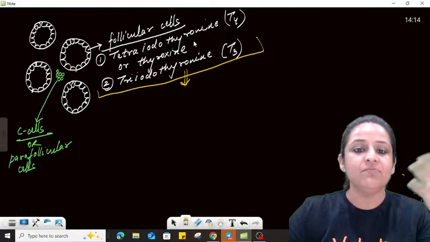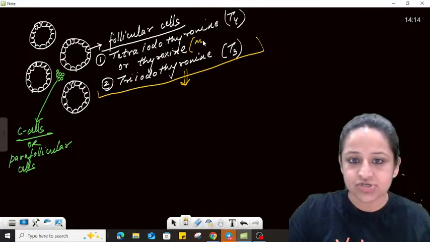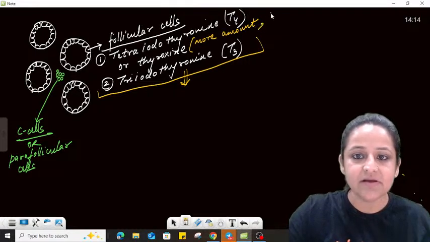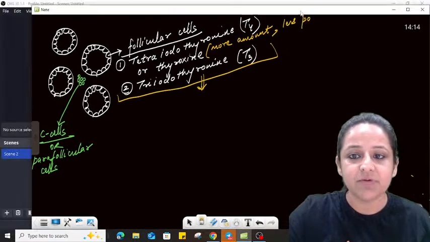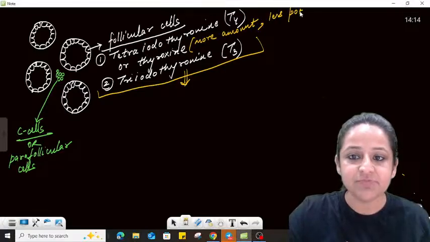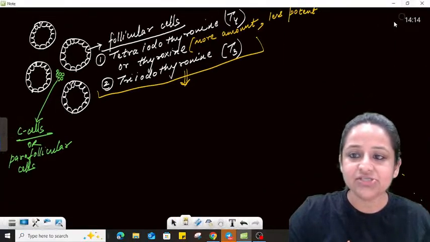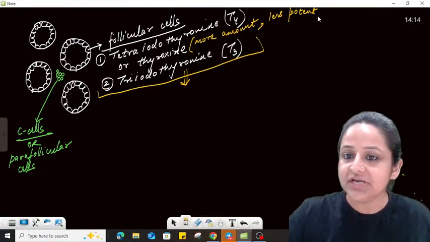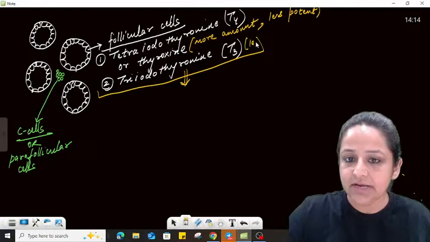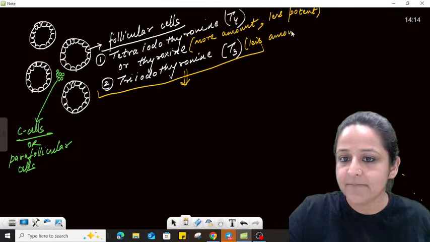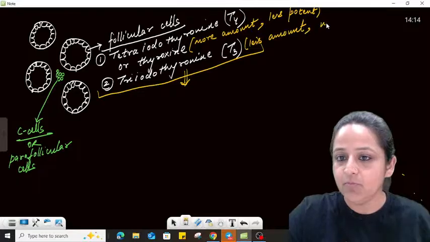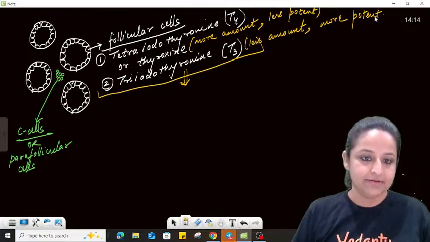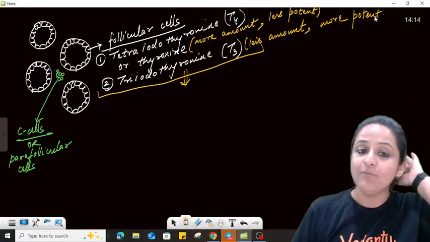But tetraiodothyronine is produced in more amount. It is produced in more amount, and it is comparatively less potent. That means it is comparatively less effective in its particular job. Whereas triiodothyronine is produced in less amount, but it is comparatively more potent, right? More potent means it is able to do its job much better. That little amount is going to do the job better.